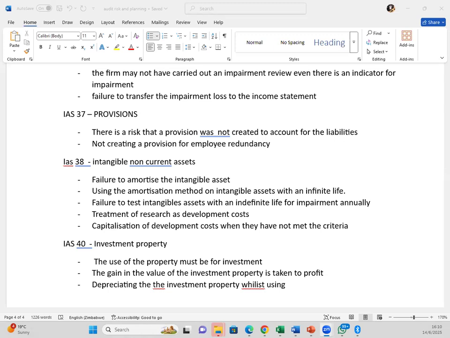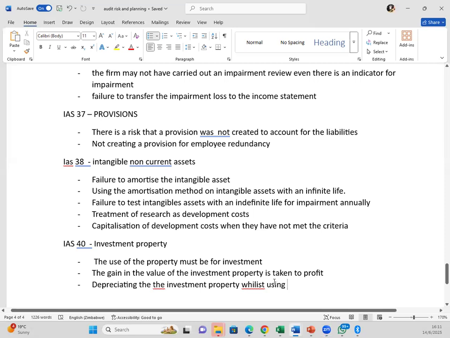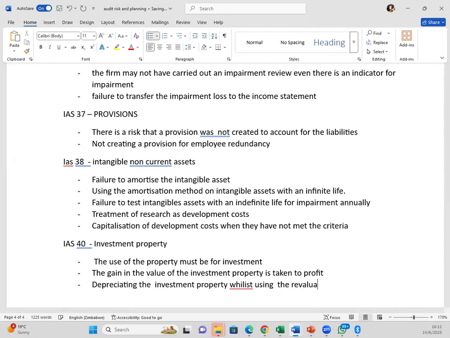So IAS 40, depreciating the investment property whilst using the revaluation model. With the revaluation model for investment property, you don't depreciate the investment property.